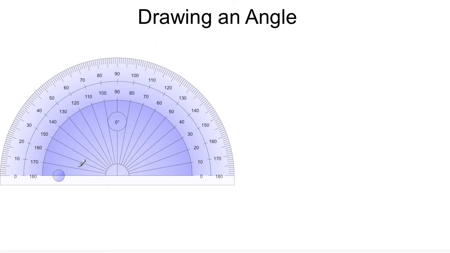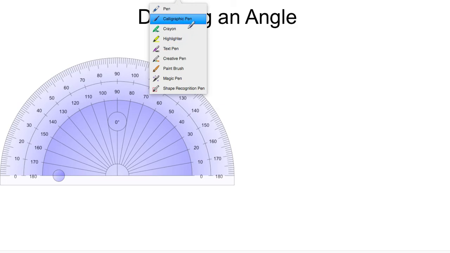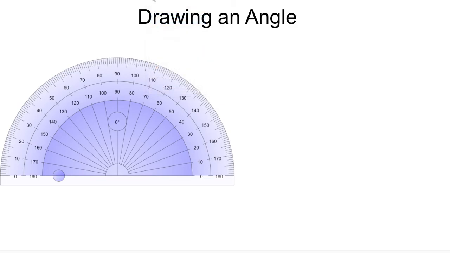All right, now we have to draw an angle. And so this is a protractor. We're going to be using a protractor. So whenever we want to draw an angle, the first step is to draw a line. So we want to draw a straight line. So there we go. I drew my straight line.